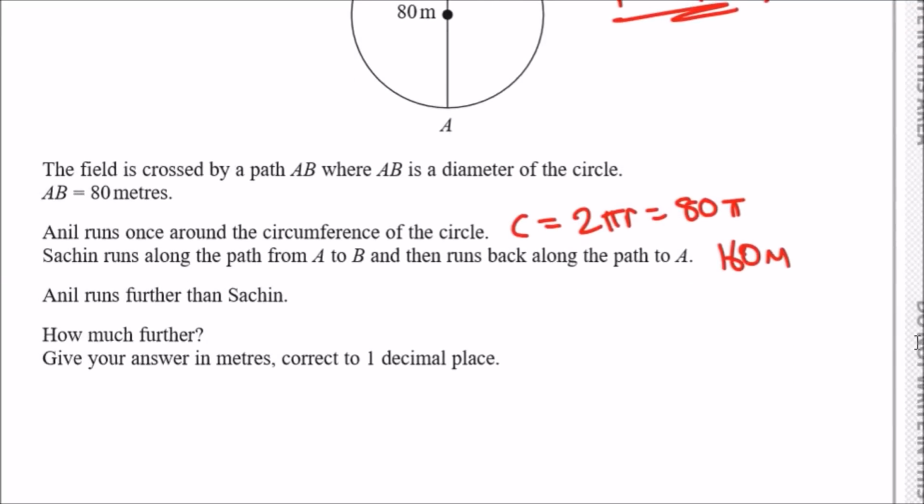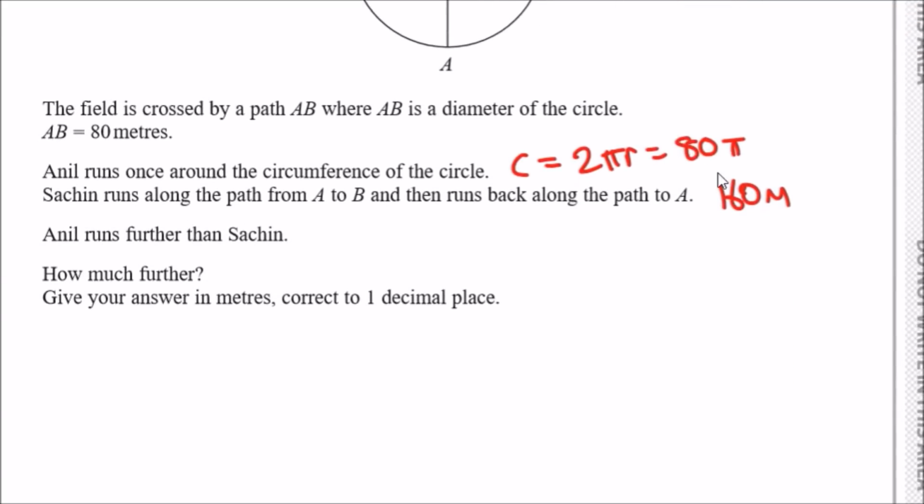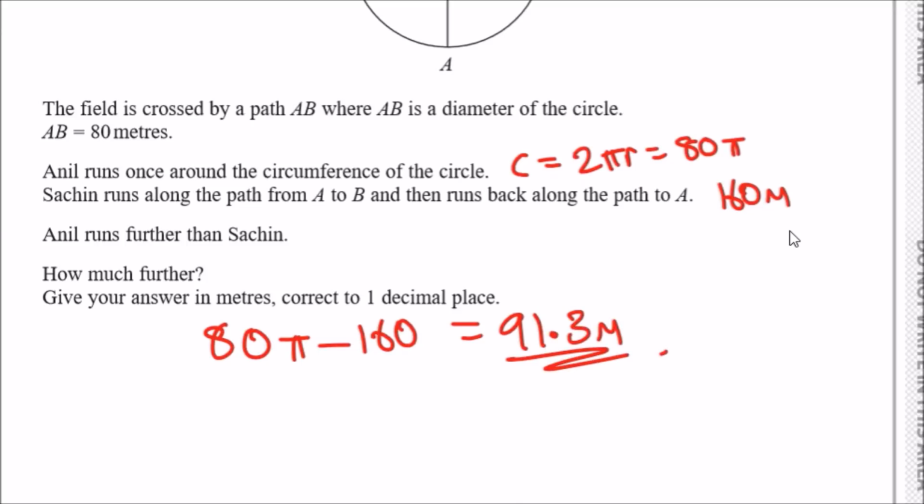Alright, this is fine. So we already found how long they both run. So Anil ran 80 pi and Sachin ran 160. In your calculator, just type the difference from 80 pi and 160, and you should get an answer and then round it up. So 80 pi minus 160, you should get 91.3 meters difference. That's it. Bravo, guys.